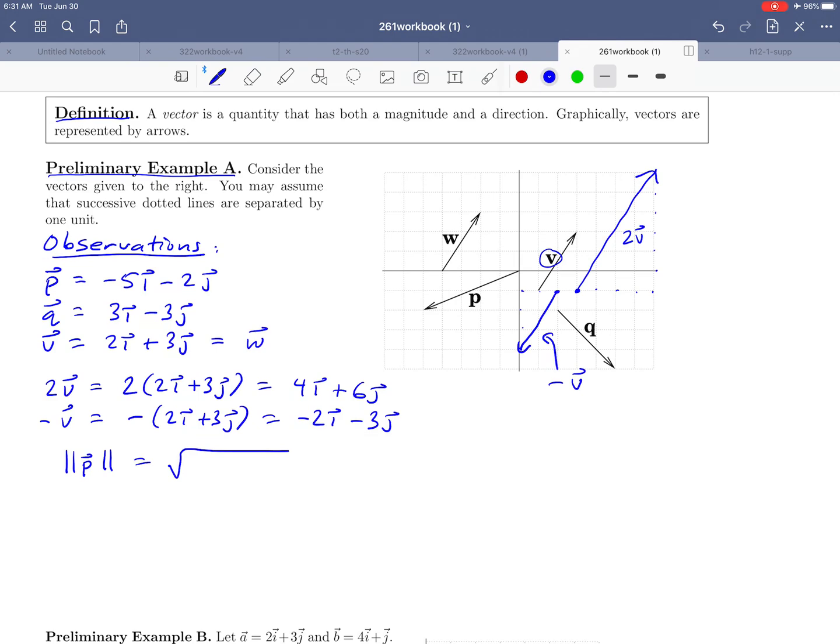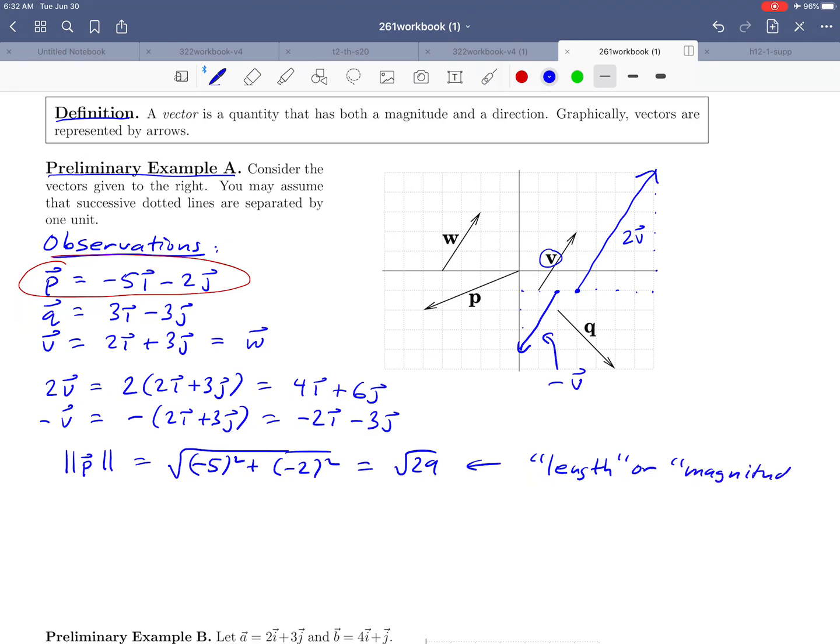So the components of p, going back up here, are -5 and -2. So to find the length, we're just going to take the square root of the sum of the squares of those components. Okay, if you do the arithmetic there, you're going to get the square root of 29, and that's just the length, or magnitude, of p. Okay, let's do that for one more of our vectors.